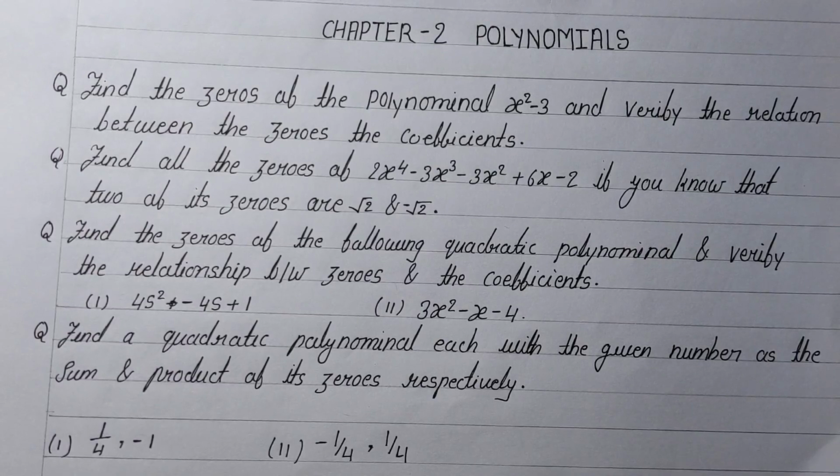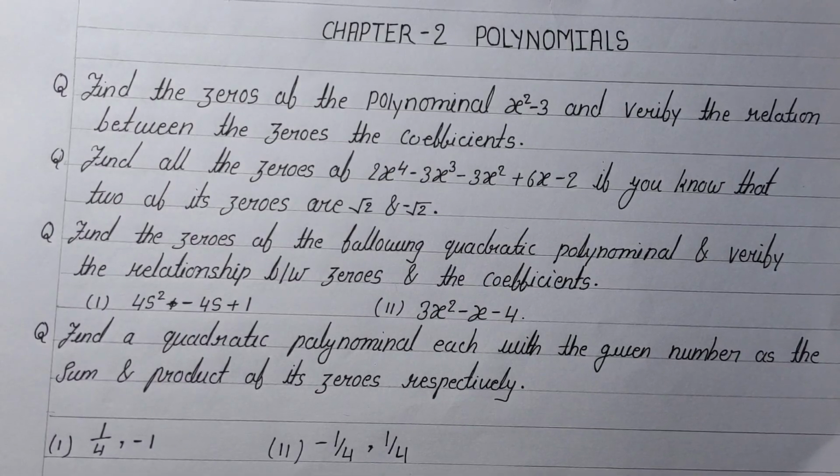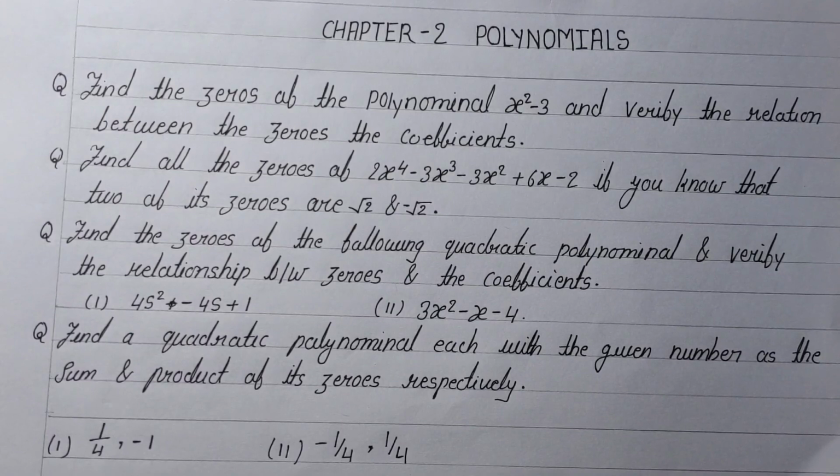Next, find the zeros of the following quadratic polynomials and verify the relationship between the zeros and the coefficients. First, 4s square minus 4s plus 1. Second one, 3x square minus x minus 4.